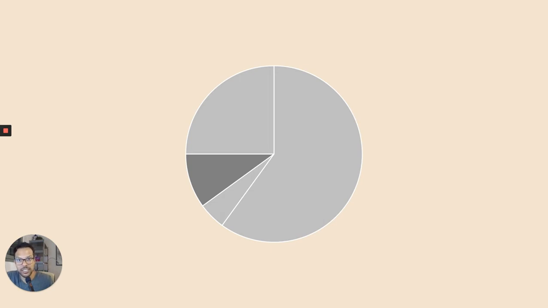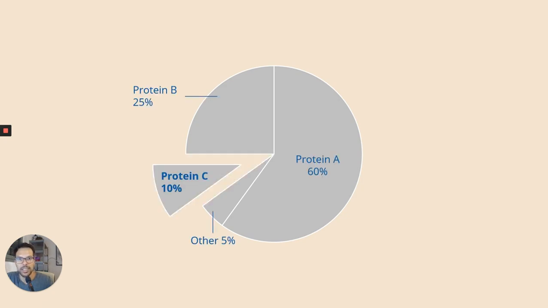And instead of shading, you can use another color, of course. I would just recommend not using more than one trick to highlight a segment. You should either do this or this. And add your direct labeling, and don't forget your title.